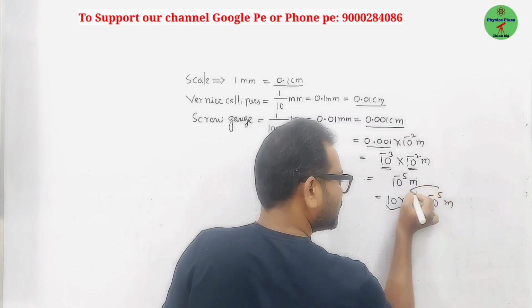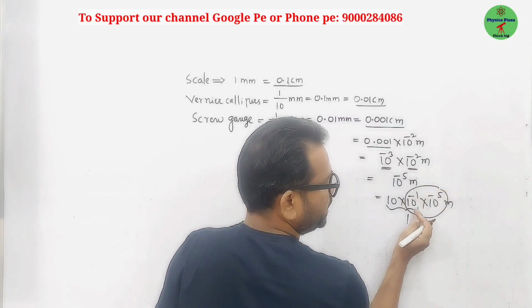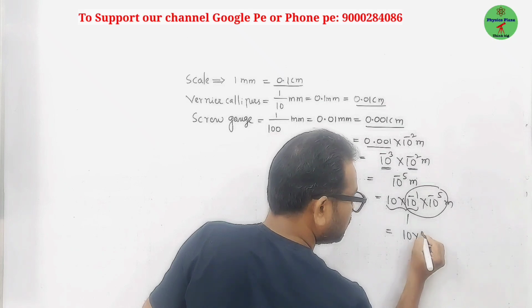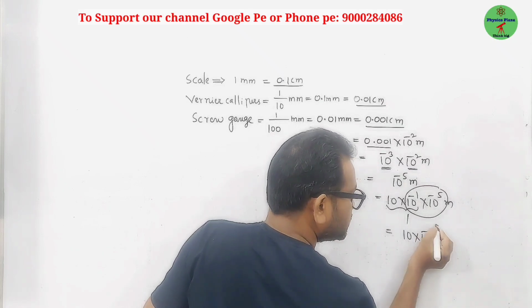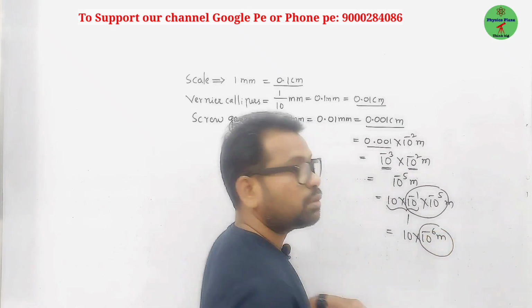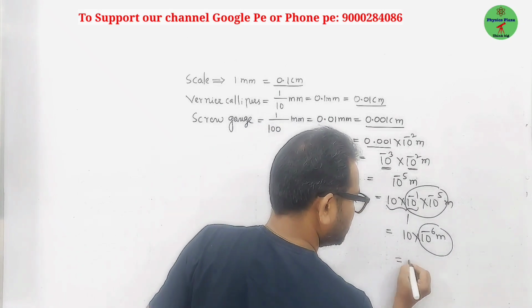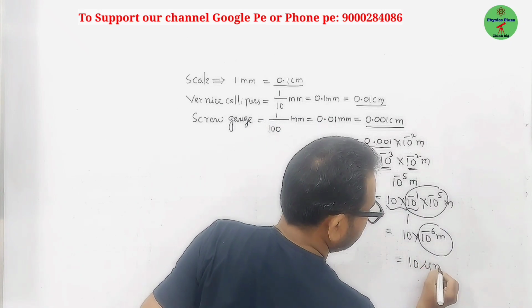So now let us consider here. The bases are the same, so the powers should be added. So it can be 10 into 10 power minus 6 meters. This 10 power minus 6 meter is nothing but a micrometer. So it is 10 micrometers.